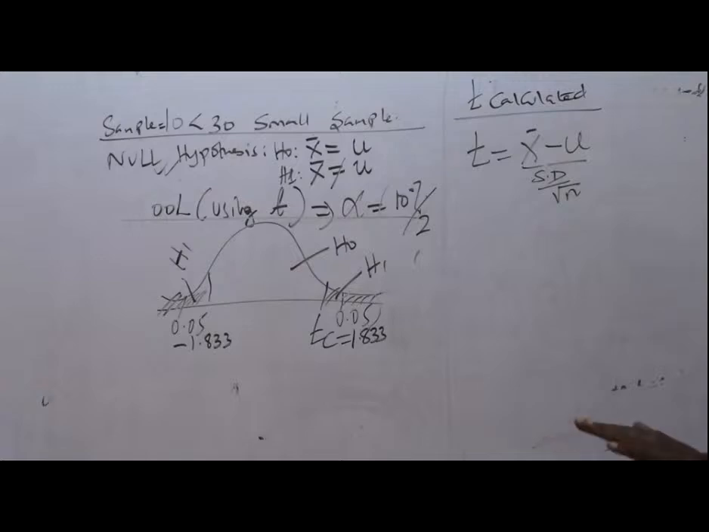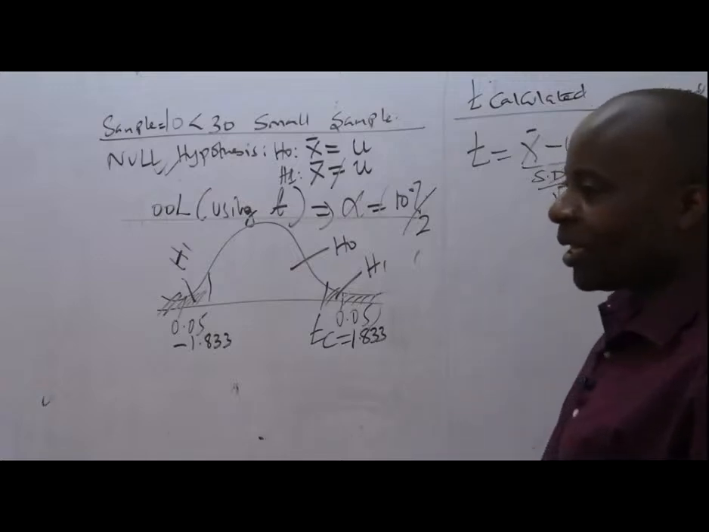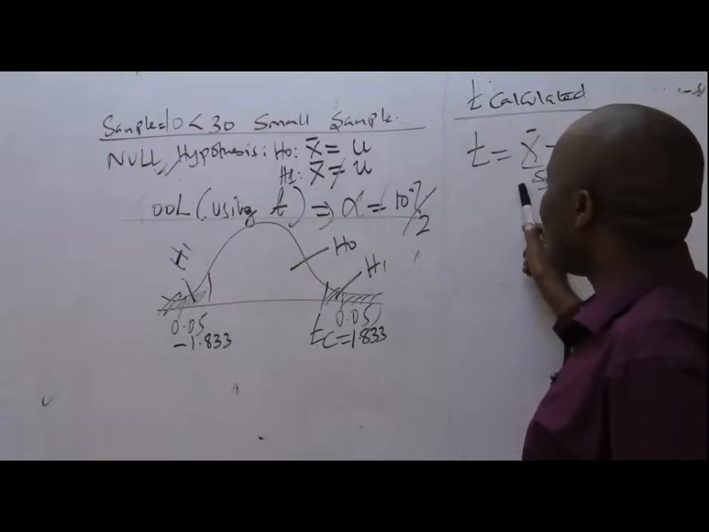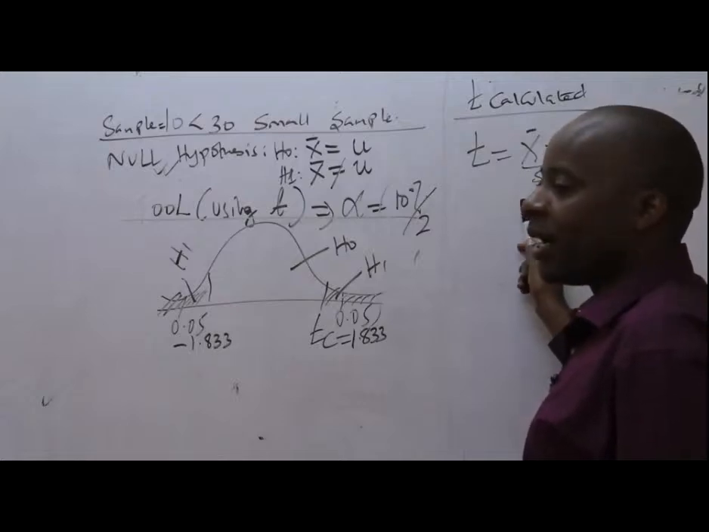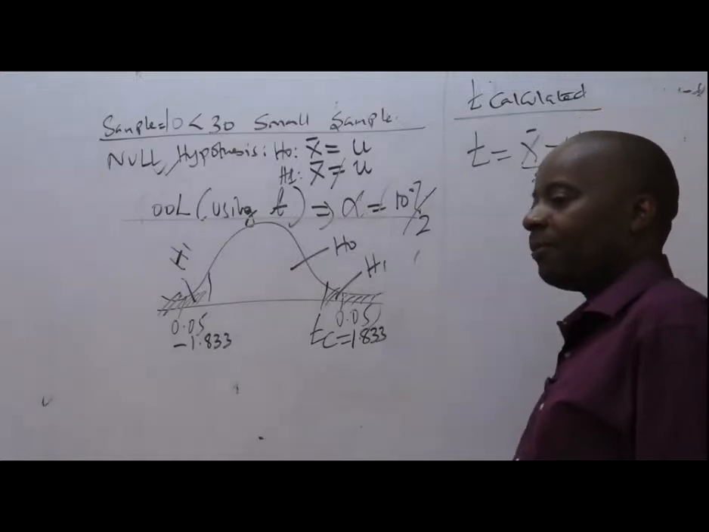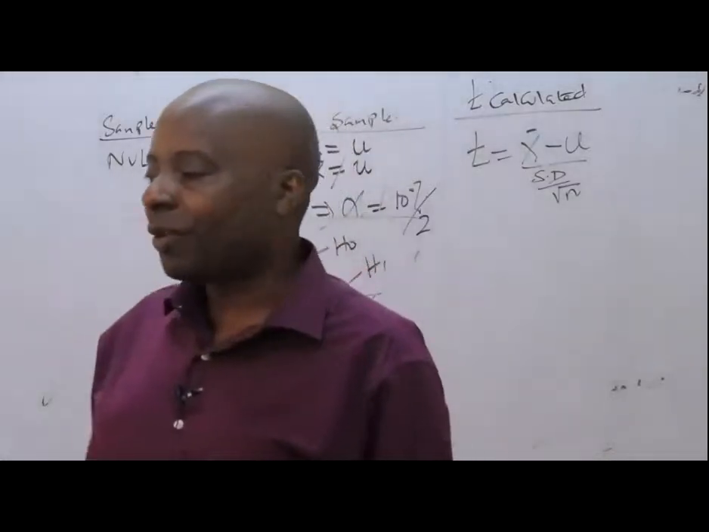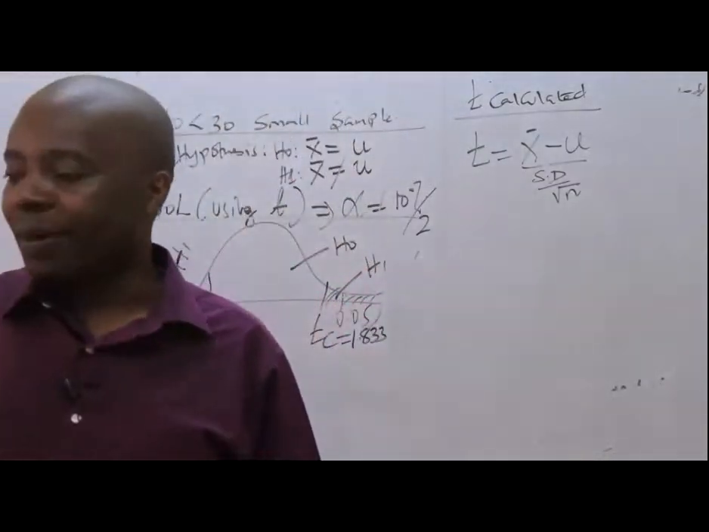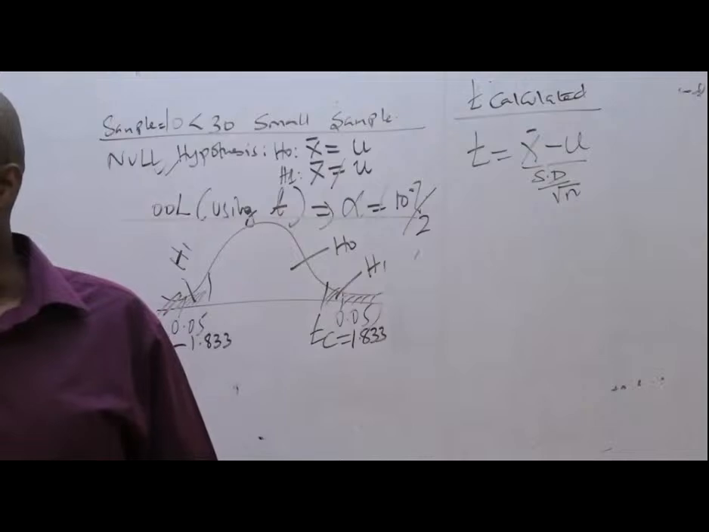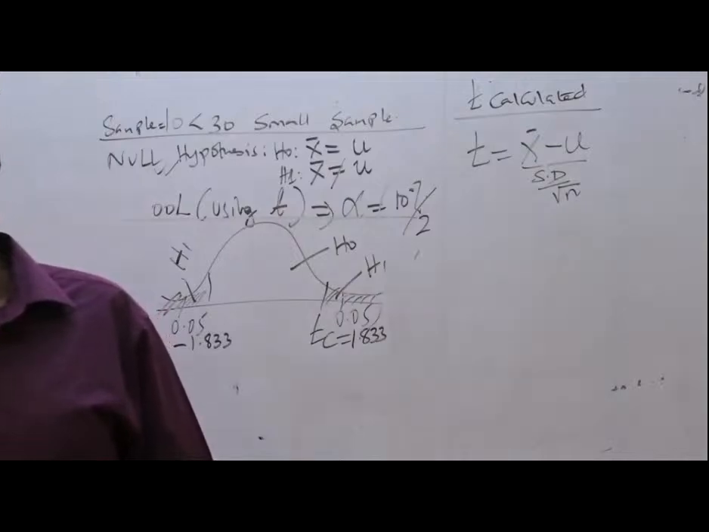But now you see, and this is why I like the CPA examiner. This time around, this examiner has not given you X bar. He wants you to calculate it yourself. He has not given you any parameter, so what we've got to do is to come and write down the numbers.